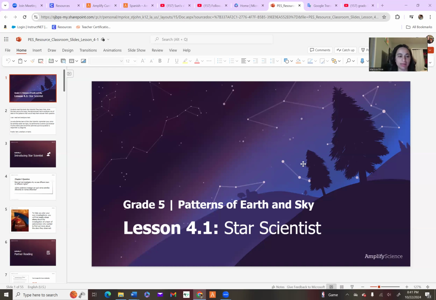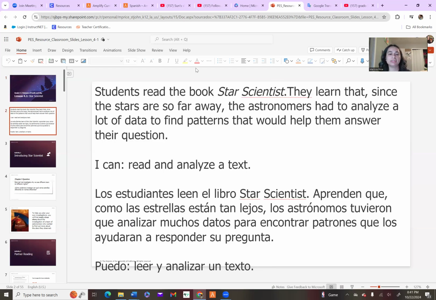So what we're gonna do is talk about this real quick. So students read the book Star Scientist. They learn that since the stars are so far away, the astronomers had to analyze a lot of data to find patterns that would help them answer their question.